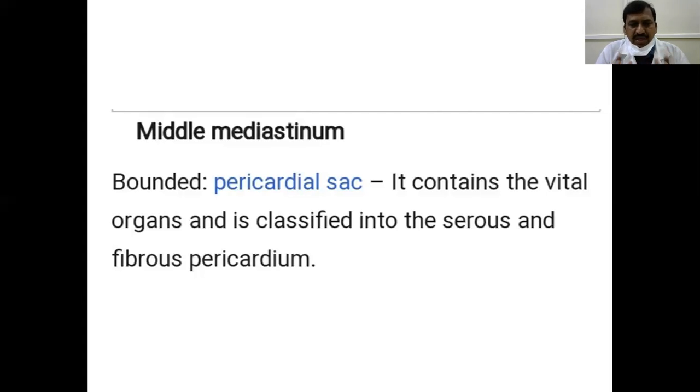Vessels. Okay, here it is bounded by the pericardial sac. It contains the vital organs and is classified into serous and fibrous. That is already known. There is serous pericardium and fibrous pericardium, and the serous pericardium is again divided into two parts.